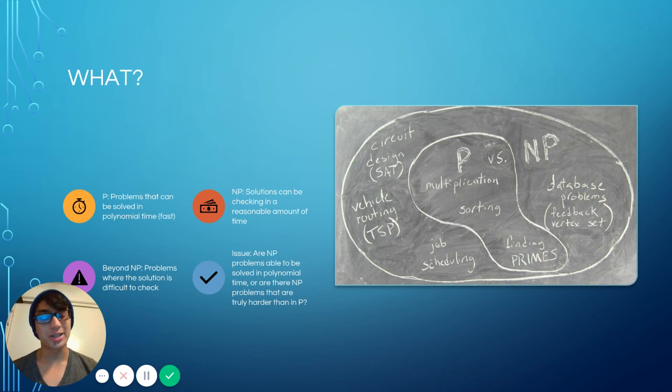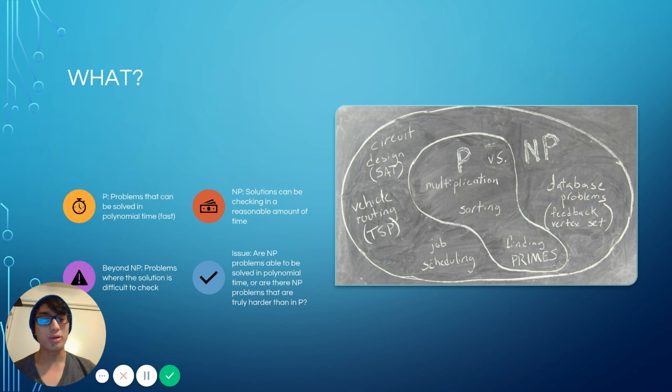But before we can understand what P versus NP is, first we should understand what P is and what NP is. So, P are any problems that can be solved in polynomial time, which would be fast. NP being solutions that can be checked in a reasonable amount of time. So, if you want to think of P as easy problems and NP as hard, that's not completely wrong to think of, but there is beyond NP, which are problems where the solution is difficult to check.